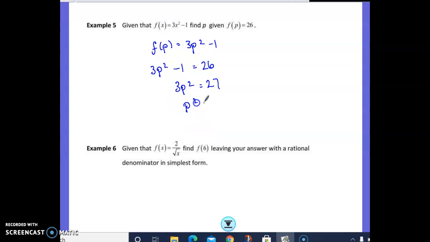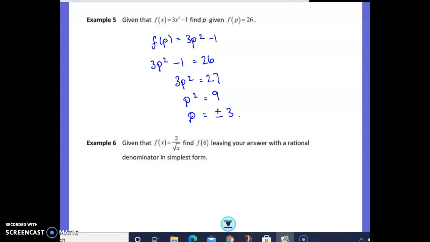Dividing by 3 would give me 9. That gives me p squared is 9. So p here is going to be plus or minus 3, which we will come back to when we look at quadratics further. Just now, just trust me, it's been a bad example in there.